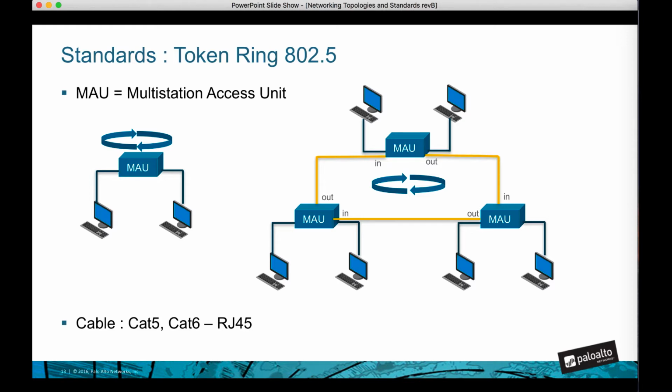So you will see there are ports for the incoming and the outgoing token passing in between this MAU. When the owner of the token is being received by one of the MAU, the device that is connecting to it can have permissions to forward the traffic. So the cable type that is used in this token ring is category 5, 6, and the termination is RJ45.